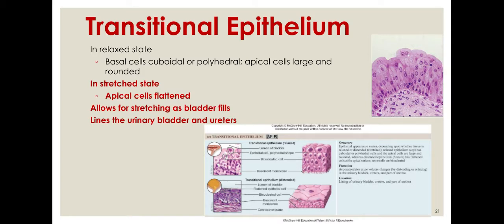Transitional is sort of this mixed thing, where it can be in a relaxed state where the basal cells are this cube shape, or maybe they're even polyhedral, so many-sided. And then the apical has this large round side to it. But this epithelial tissue will change when it becomes stretched. And then it flattens out on top, and it's what lets there be organs that are movable in shape. So like the bladder stretching to fill, your ureters, anything that changes shape will have transitional epithelium.